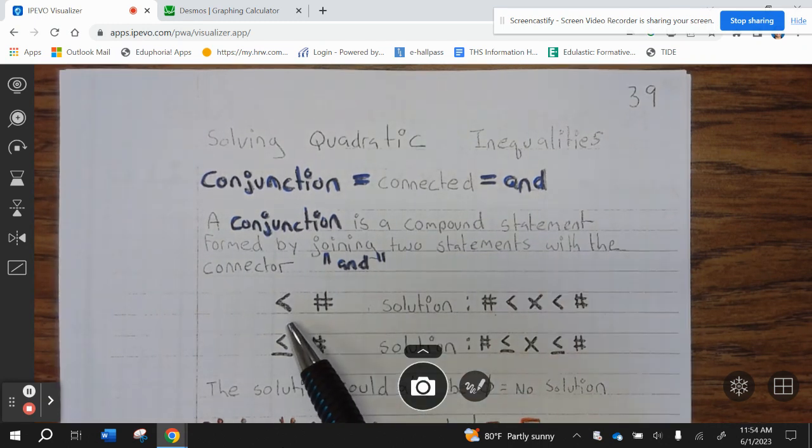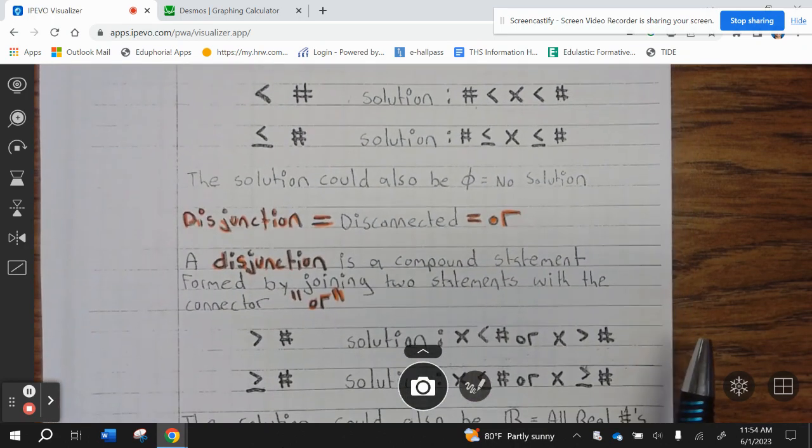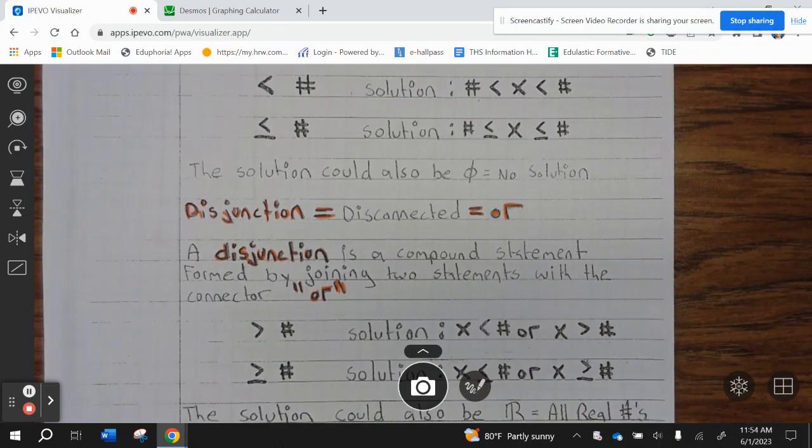When the expression is less than, the solution looks like this. When it's less than or equal to, the solution looks like this. The solution could also be no solution.